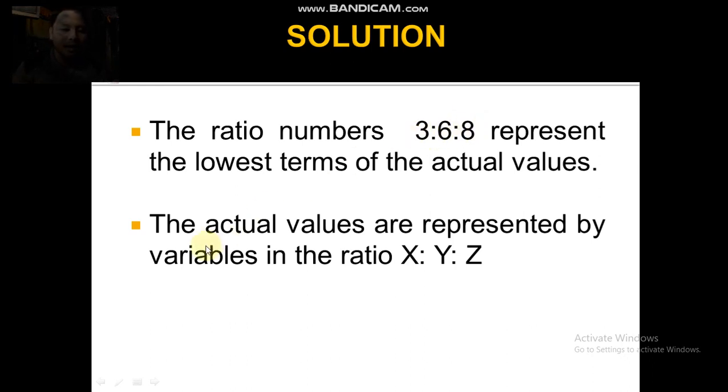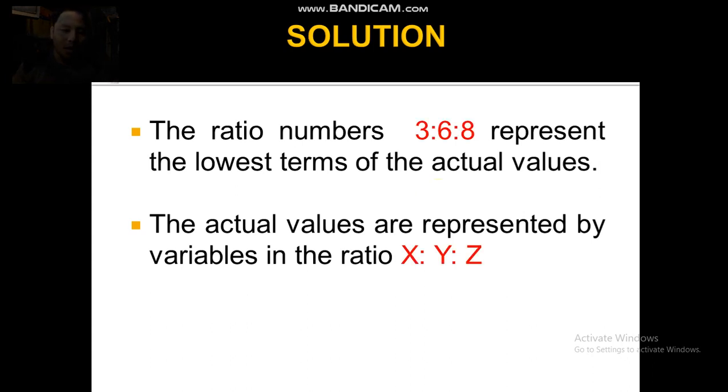The second statement: the actual values are represented by the variables in the ratio, x, y, and z. Take note that these ratio numbers have a common multiplier, such that when they are multiplied by that common multiplier, the result is the actual values x, y, and z. So when x, y, and z are divided by the common divisor, the resulting quotient is the ratio numbers 3, 6, and 8.